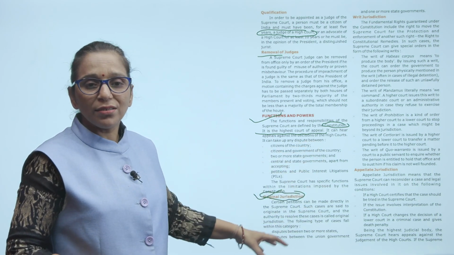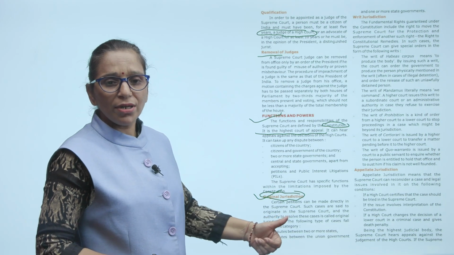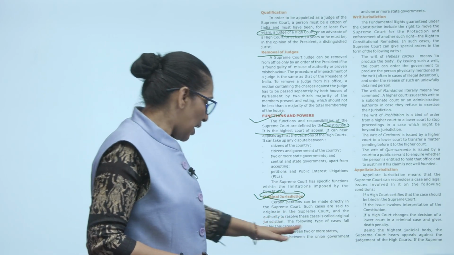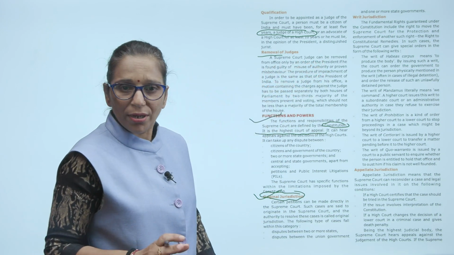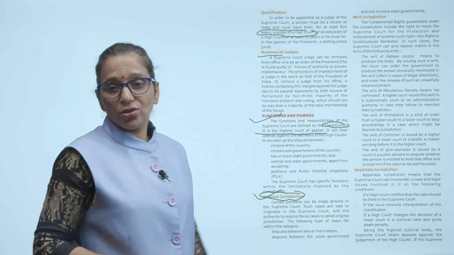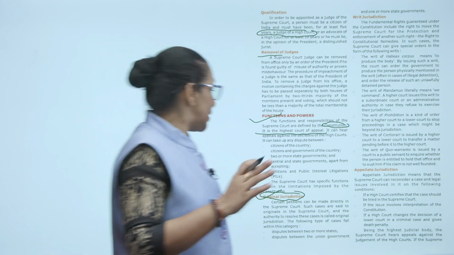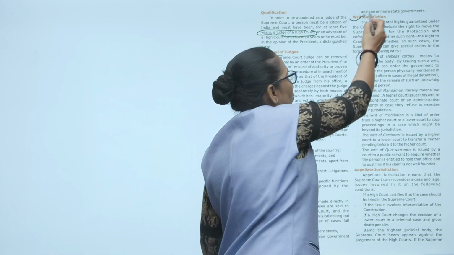Now, the following types of cases can fall in this category. Number 1, disputes between two or more states, and disputes between the Union government and a state government. That is the direct original jurisdiction. Now, the next is writ jurisdiction.